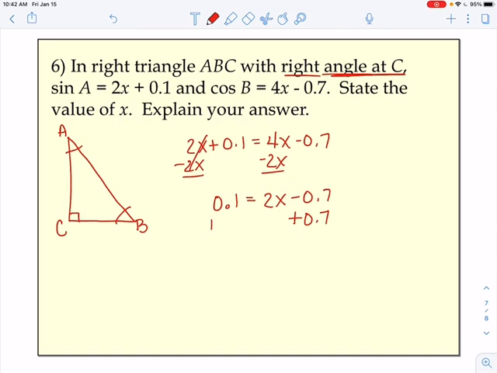It doesn't matter what you do next here. We have to add the 0.7 to both sides. It doesn't matter what you do first, it matters what you do second. So we're going to have 0.8 equals 2x. And again, anytime I'm doing decimals, always put it in the calculator because it's so easy to make a mistake. When you divide both sides by 2, you should get an answer of 0.4. So again, explaining my answer, the sine of A equals the cosine of B. So x equals 0.4, and you're done. Okay, that's it.